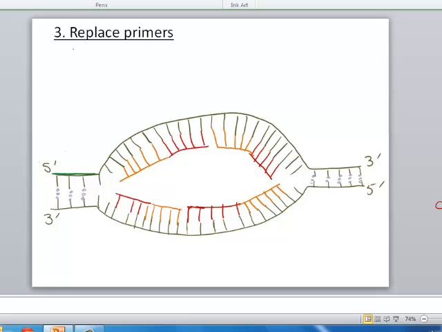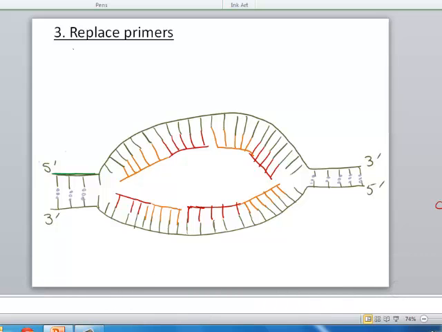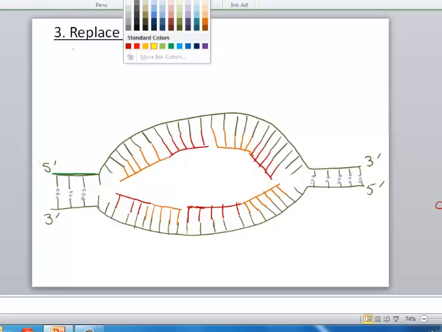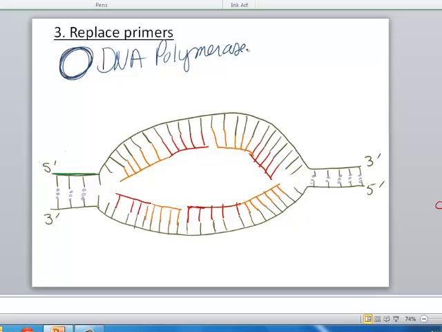Okay, so here we go. So I'm going to grab some sort of blue color to do our, no, I want a pen, not a highlighter. So we're going to do dark blue. So this is going to be DNA polymerase 1 to replace the primer.